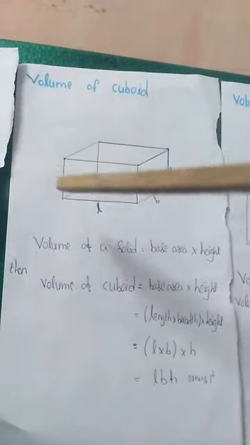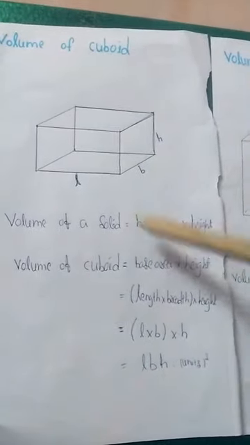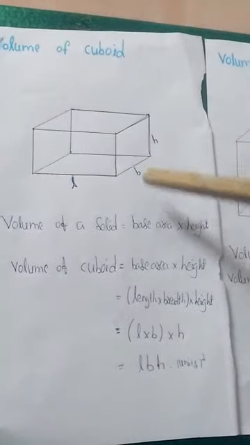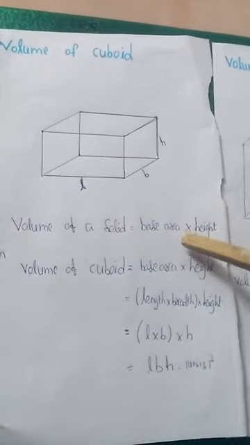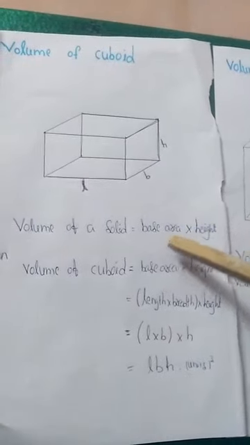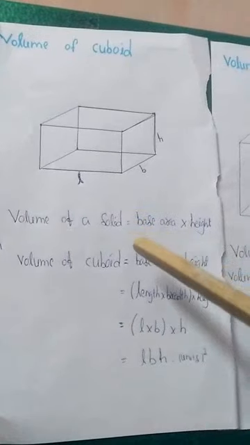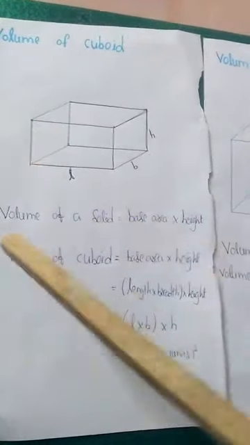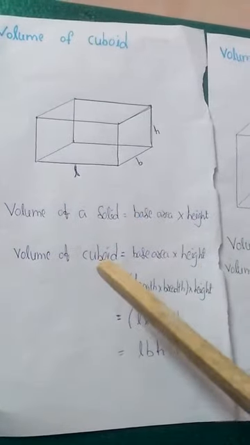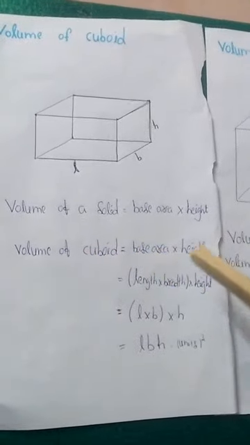That's why for the volume of any solid we can say base area. Initially it will cover the base, that's why base area into height. It will increase. So base area into height is nothing but volume of a solid. Same like that, coming to solids, the first one is cuboid. Volume of cuboid is base area into height.